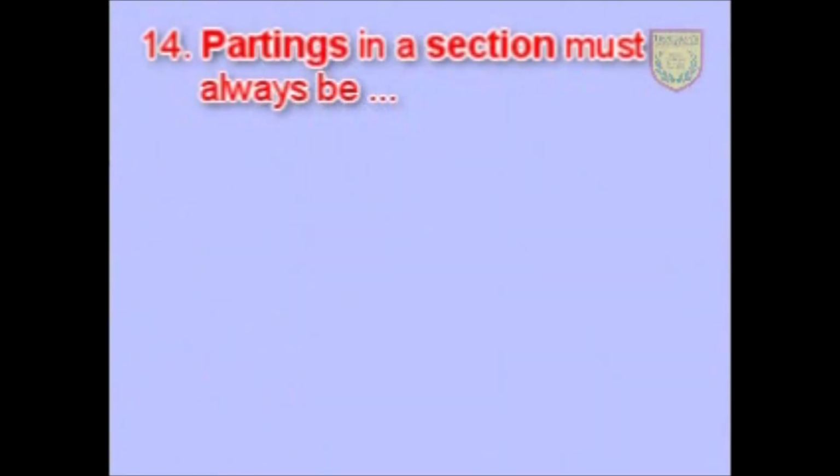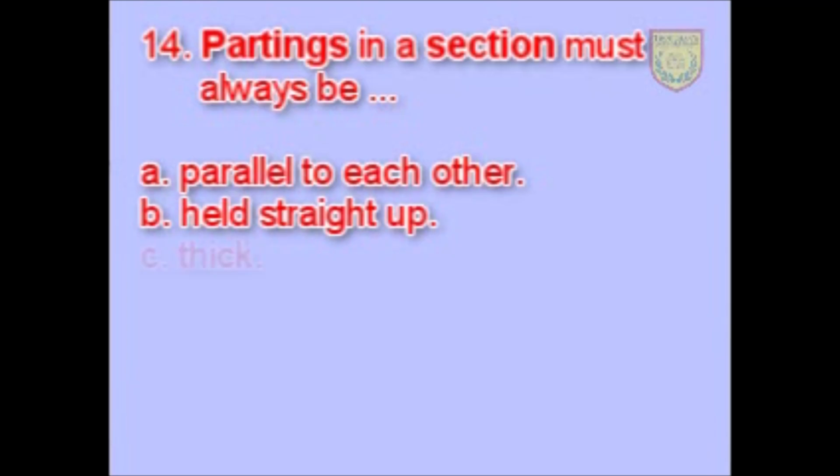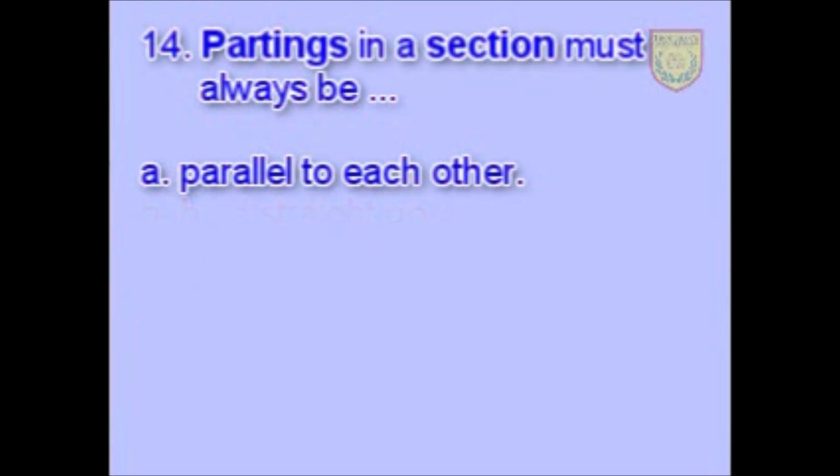Number 14, partings in a section must always be A, parallel to each other, B, held straight up, or C, thick. The answer is A, parallel to each other. Consistency is very important in your design, so partings in a section must always be parallel to each other.